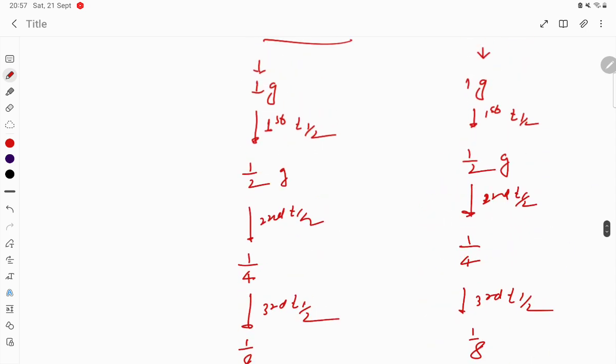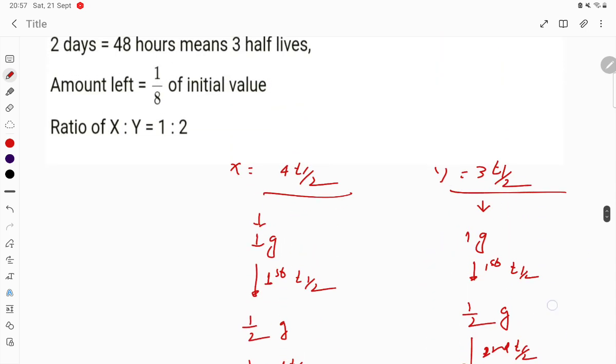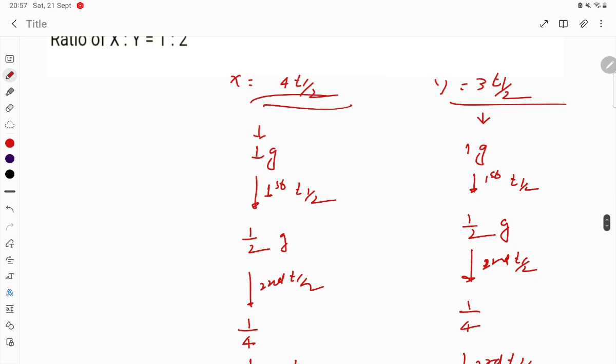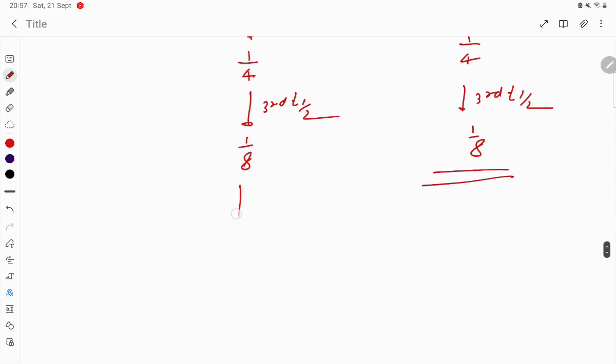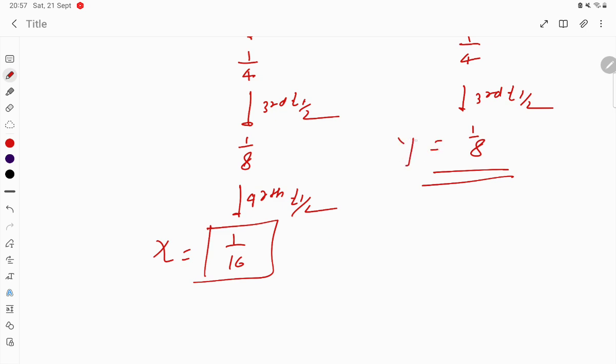Now, Y has a total of 3 T1/2, but X has 4 T1/2, so one more time it will go. The fourth T1/2 gives 1 by 16. Now X is equal to 1 by 16 and Y is equal to 1 by 8. This is what is left.